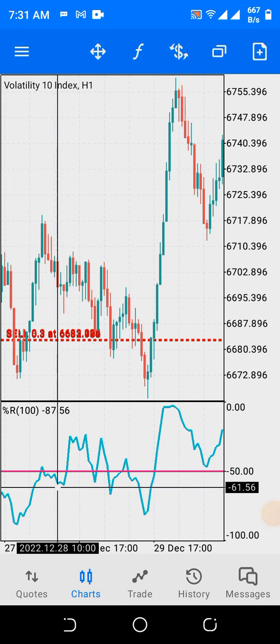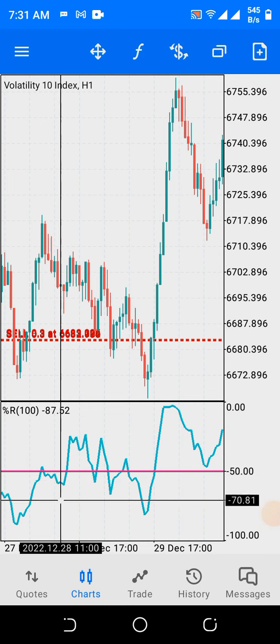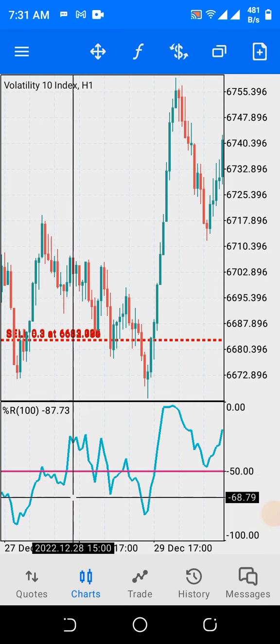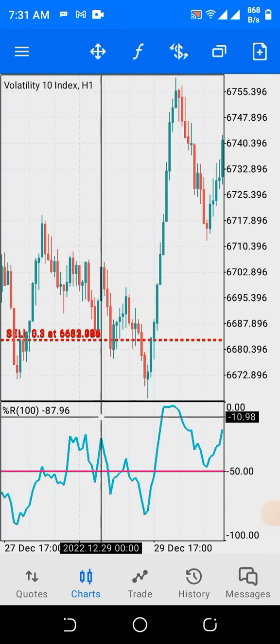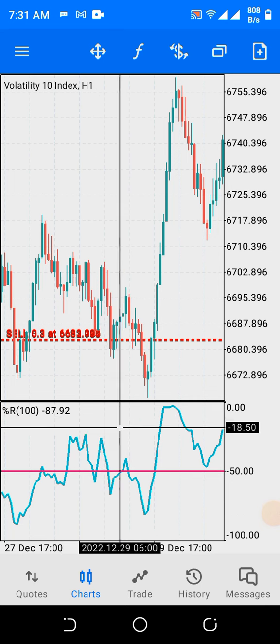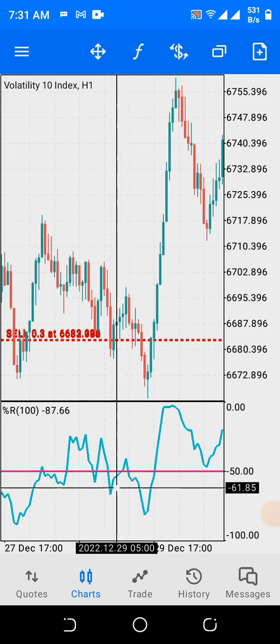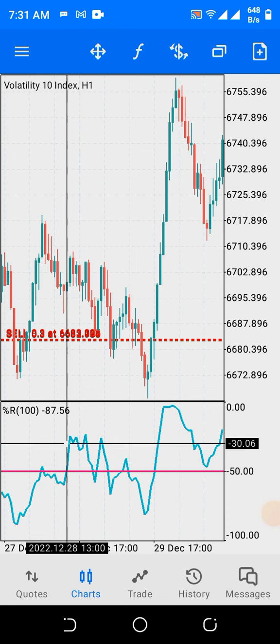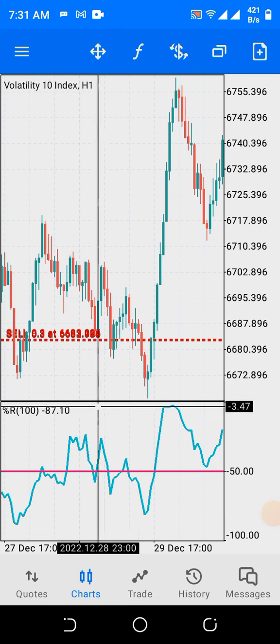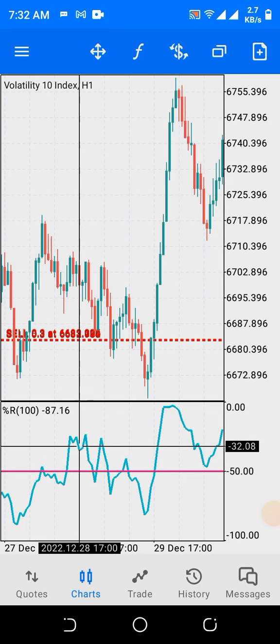If you are using a small account, it might hit your stop loss. The only thing is that when you are trading, make sure that you embrace what is called risk management. Do you understand? Risk management. Always use the lowest lot size or use a small lot size according to your capital. So when your stop loss is hit at these areas like this, it will not affect your account.